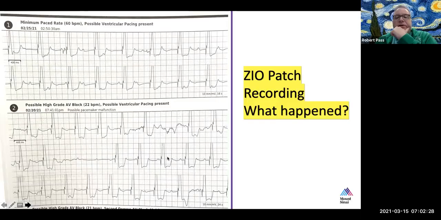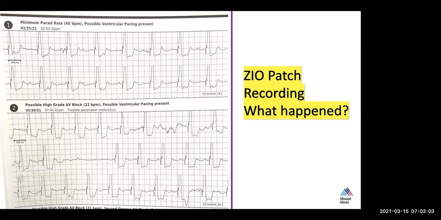All right. Why don't we start here with Grace. So Grace, this is a Zeo patch recorded on a patient who has a pacemaker. My question to you is, what's happening in the second panel? What kind of pacemaker does this patient have, do you believe, in terms of pacing modality? And what do you think is happening in the second panel?